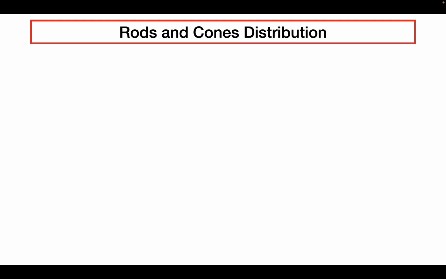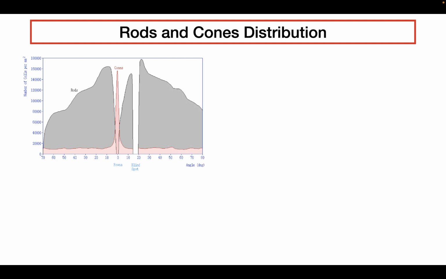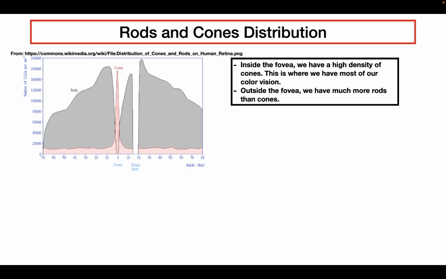Now we're going to look and see how the rods and cones are distributed across our eyes. This graph shows you the distribution. What we see here is that at the fovea, we have the greatest number of cones. But as we start moving away from the fovea, the number of cones decreases. As we move away from the fovea, the number of rods greatly surpasses the number of cones. So the number of cones is greatest at the fovea, and the rods overall surpass the number of cones. Inside the fovea, we have a high density of cones, and this is where we have most of our color vision. Outside the fovea, we have many more rods than cones.